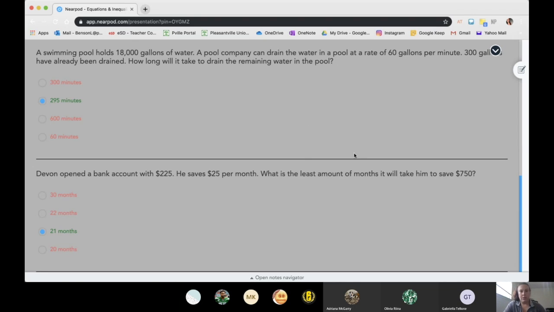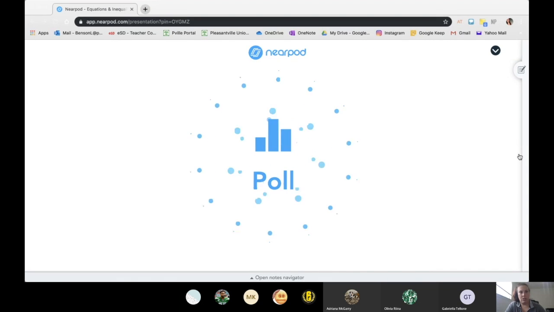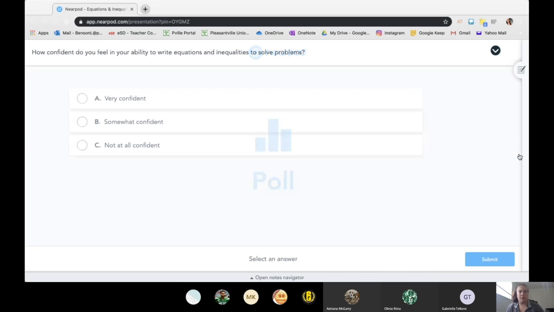Okay. So now if I go back, I think there's one more slide. Yeah, this last slide is really important. Please don't log off until you do this. And then I have a couple other things to mention to you guys. Very quickly, it says, how confident do you feel in your ability to write equations and inequalities to solve them? A is very confident, B is somewhat confident, C is not confident at all.